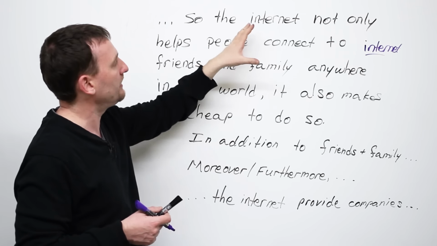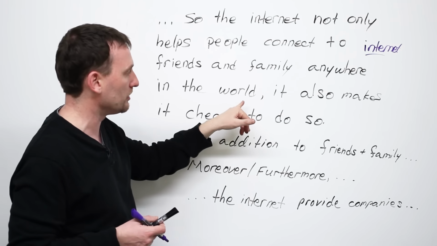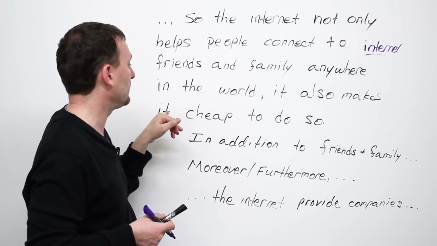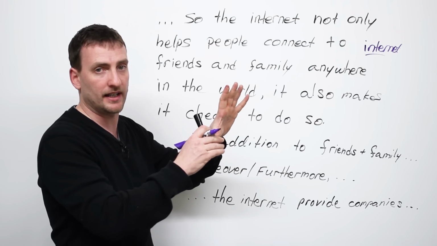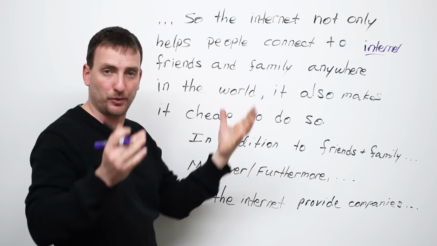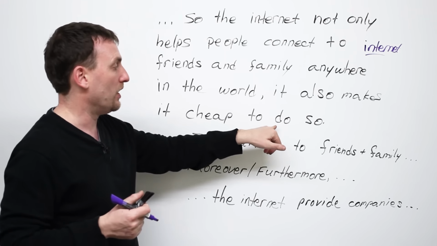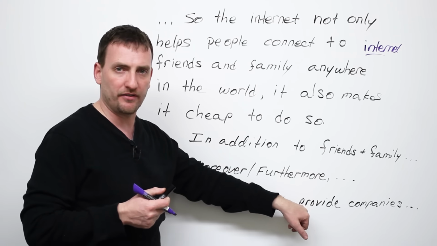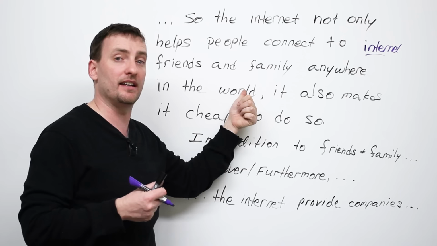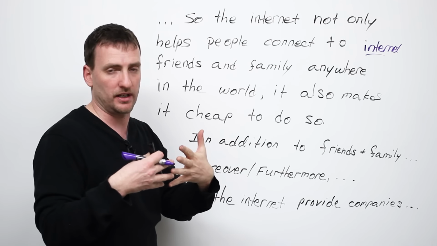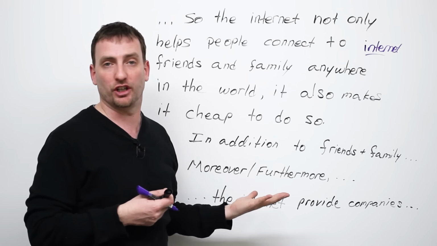So, conclusion: the internet not only helps people connect to friends and family anywhere in the world, it also makes it cheap to do so, right? So that's one good thing about the internet: communication, networking, social media, etc., the Facebook, all that. Now, I want to go to my next paragraph, and I want to add to this idea, the idea of connection, okay, the idea of communication as why the internet is a good thing.